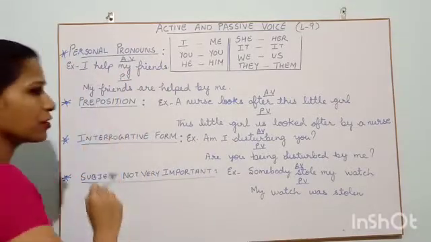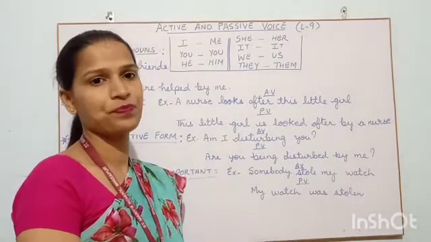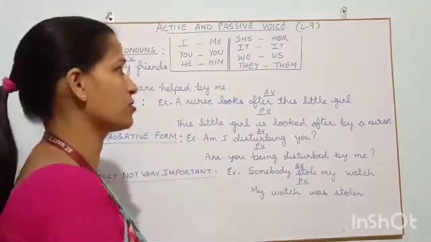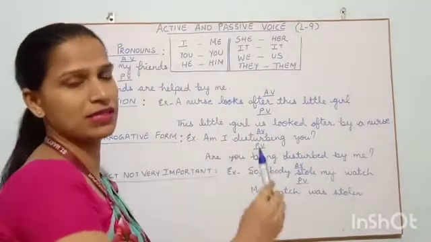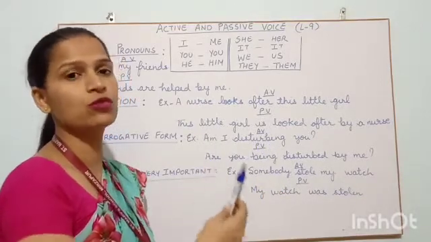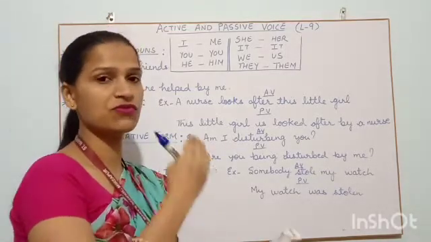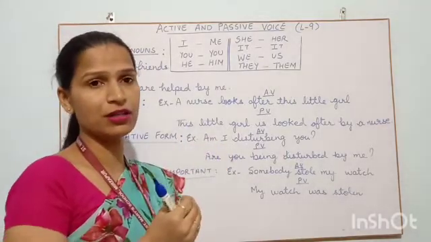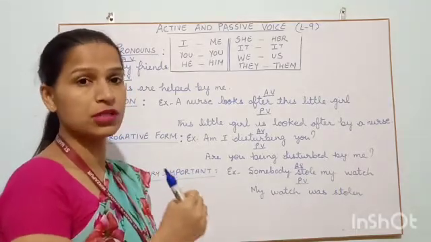Personal pronouns. Children, we all know personal pronouns indicate words like I, me, we, us. All these are your personal pronouns. Now, when we are changing from active to passive voice, these are the things you have to keep in mind about how personal pronouns change. If you do not know these things, then definitely the sentence won't be correct. So you have to be sure with the personal pronouns.